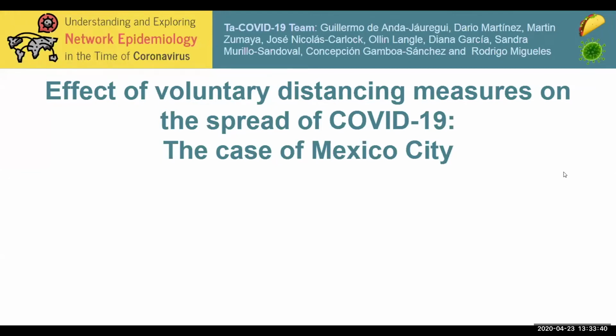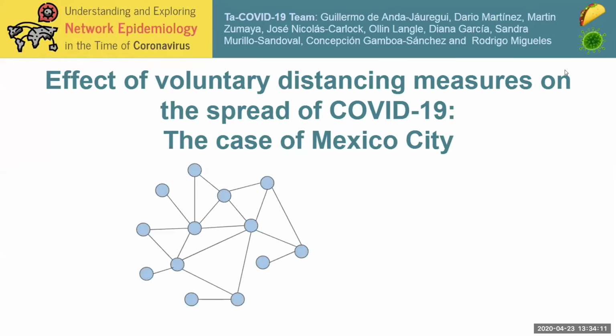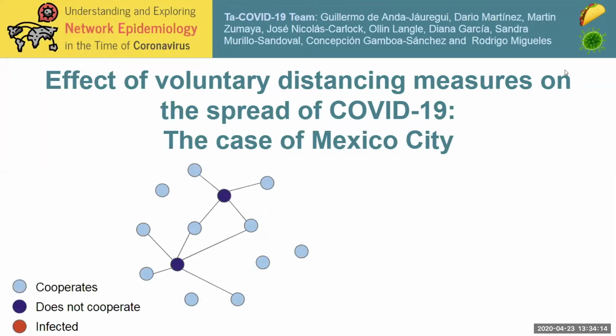So yes, this is the TACOVID team. We're all part of this big effort trying to model epidemiological spreading of COVID-19, particularly in Mexico City, and I'll tell you a little bit why a little bit later. So as I was saying in the 1-minute slide, the idea of this project, called Effective Voluntary Distancing Measures on the Spread of COVID-19, is to evaluate how much the cooperation of individuals affects the spreading of the disease.